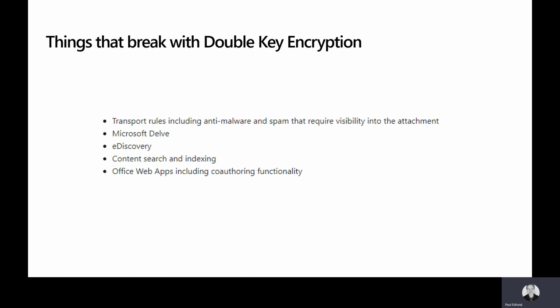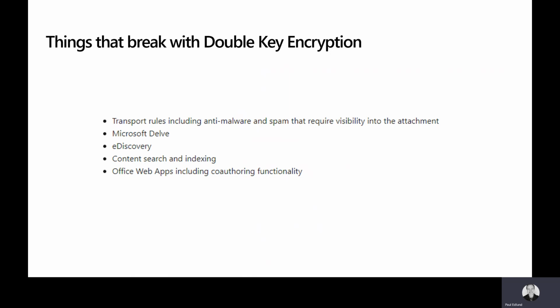E-discovery, meaning things where you have to do either a legal hold, for example, or maybe you're just researching data for a particular case, et cetera. That's all about e-discovery. That breaks because we can't reason over the file anymore. Content search and indexing breaks. So if it's stored in SharePoint, right, we can't search it or index it. It's just a dead block of data to us. Web apps, including co-authoring, break because the servers can't reason over the data to let multiple people in anymore. We don't have the key.